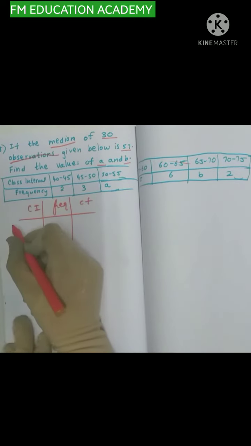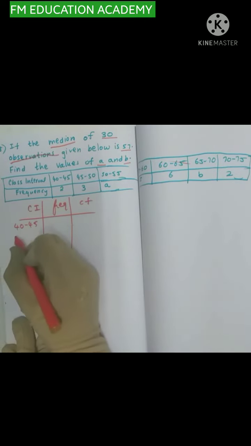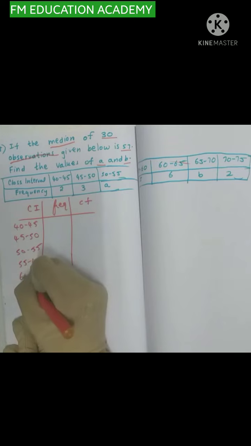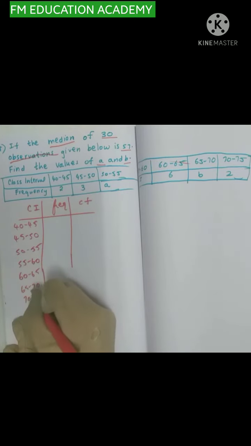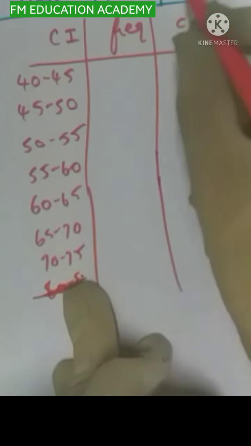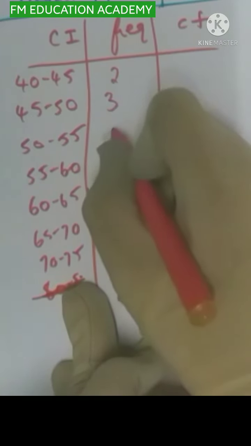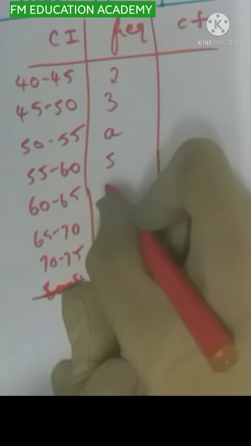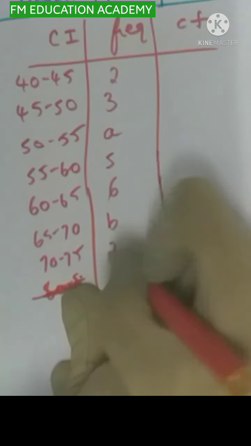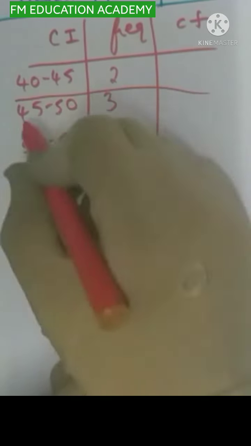Remember it. What is the class interval? 40 to 45, 45 to 50, 50 to 55, 55 to 60, 60 to 65, 65 to 70, 70 to 75. Next, what is the frequency given to us? 2, 3, A, 5, 6, B and 2. And how to find out CF?